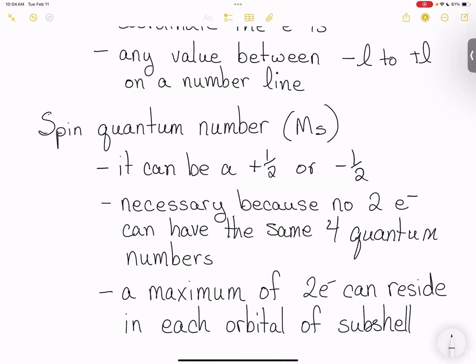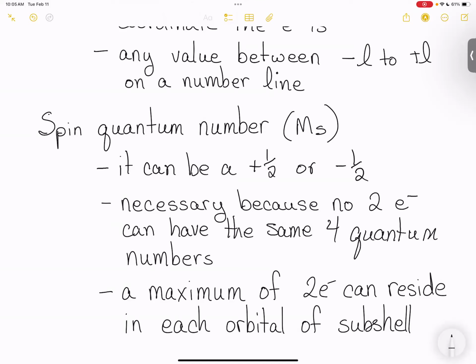Then comes l, the orbital shape, the angular momentum quantum number. What's its subshell, in other words? Then I'm going to go further and say m sub l. That's narrowing it down to the specific XYZ coordinate of that orbital.